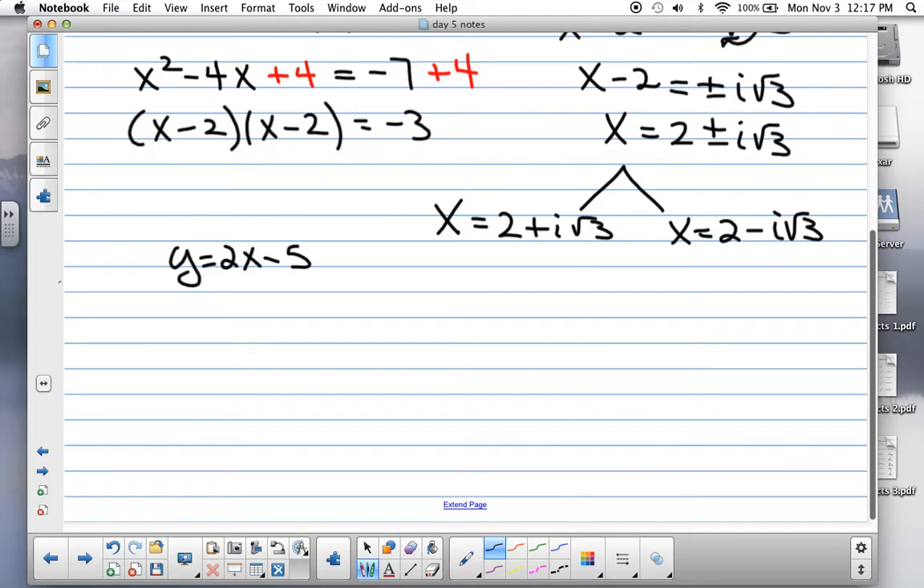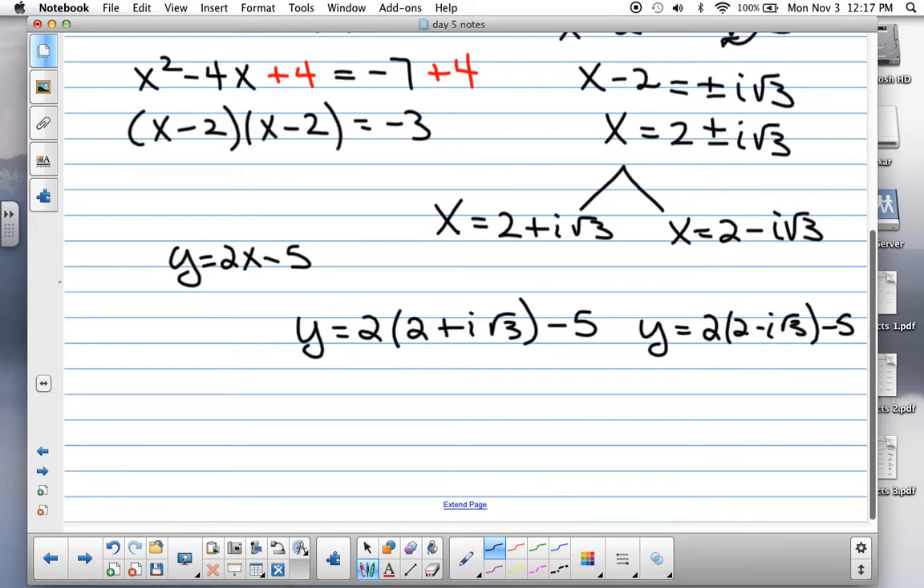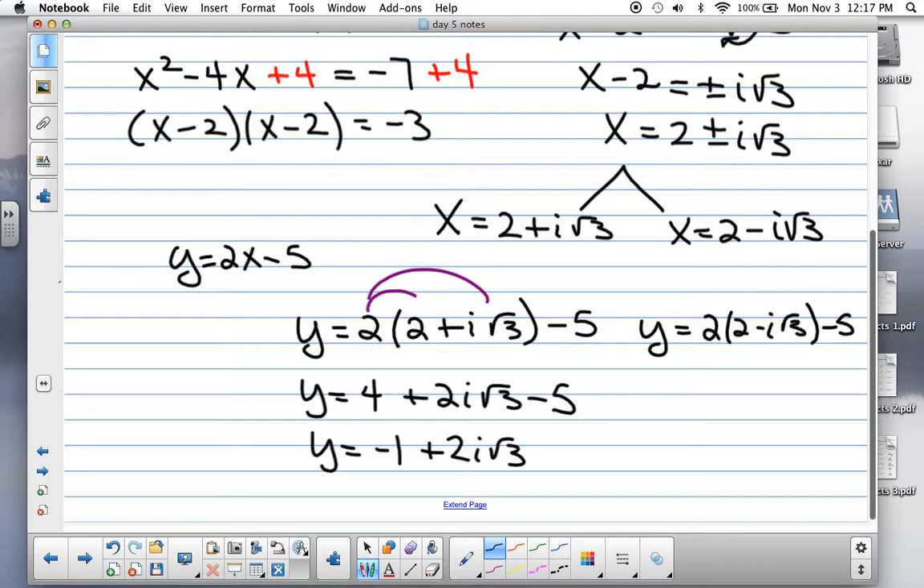And I have to put that in for x. So it's going to be 2 times 2 plus i rad 3 minus 5. And then this other one's going to be 2 minus i rad 3 minus 5. So basically I subbed each of those in for x. We'll distribute and kind of reduce this a little bit to get our y. So I think we get 4 plus 2i rad 3 minus 5. That 4 and the negative 5 will combine and make negative 1 plus 2i rad 3.